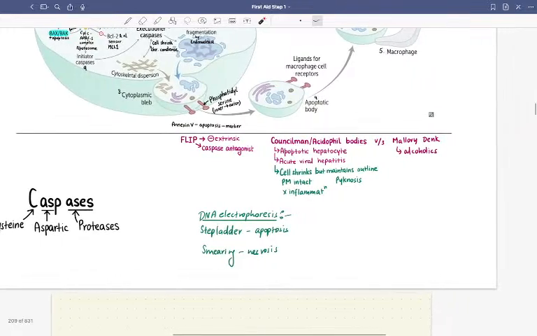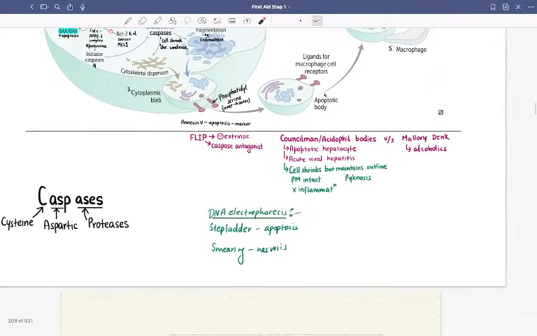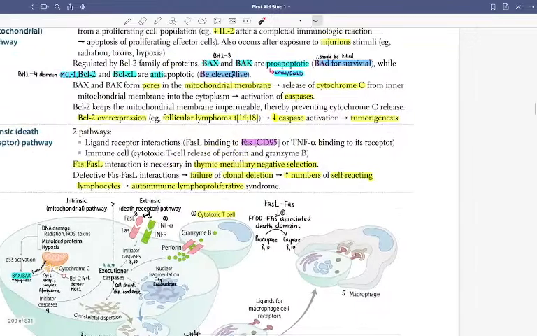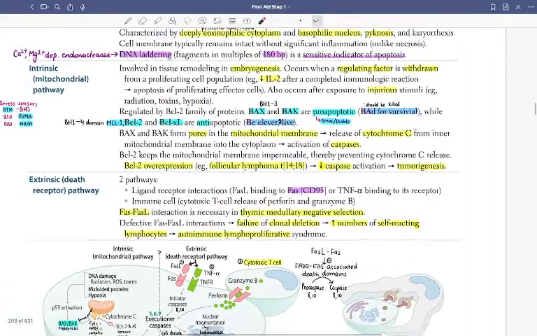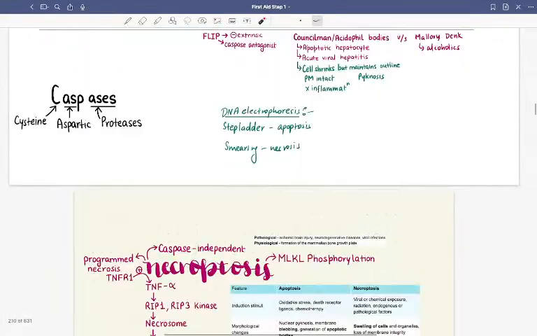Caspase's full form is cysteine aspartic proteases. Mallory-Denk bodies are in alcoholics. Acute viral hepatitis has councilman bodies. And caspases are cysteine aspartic proteases. DNA electrophoresis in apoptosis shows DNA laddering because of the endonucleases, while smearing is seen in necrosis. Okay, apoptosis, so that is done.